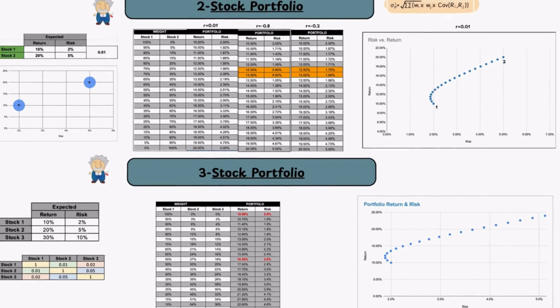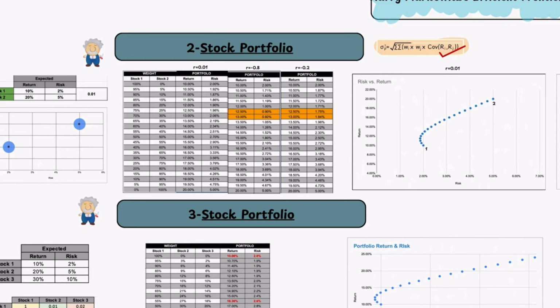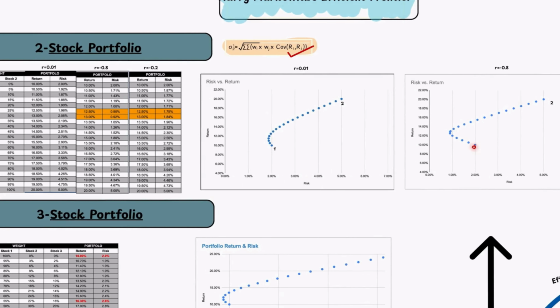Because of this non-linear risk formula, if you try to plot all the possible portfolios by varying the weight between the 2 stocks, the result is a curve, not a line. And the shape of the curve looks like this.